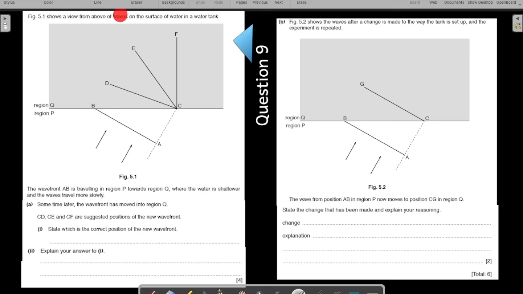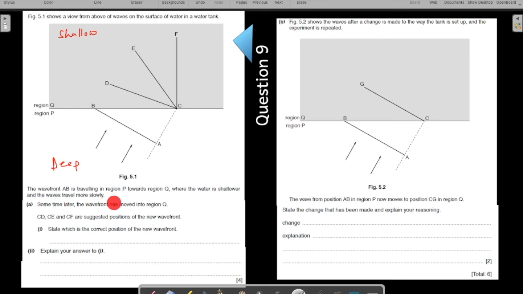It shows a view from above of the surface of the water in a water tank. So you are given a water tank, wavefronts are coming in. They are talking about wavefront AB. It is traveling in the region P towards the region Q, where the water is shallower. Okay, region Q, the water is shallow here. The water is deep here. Right?